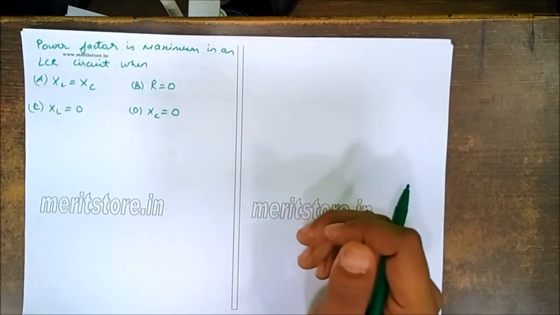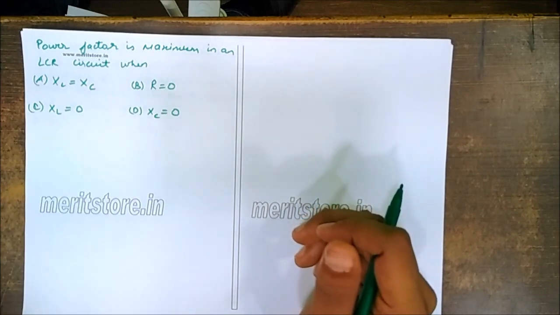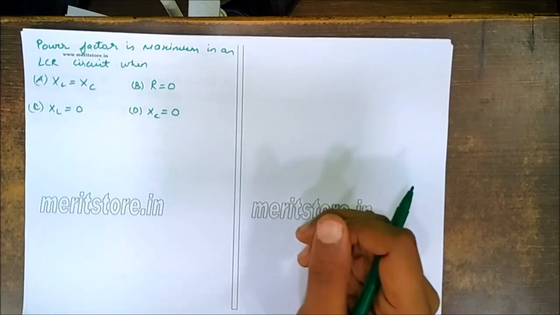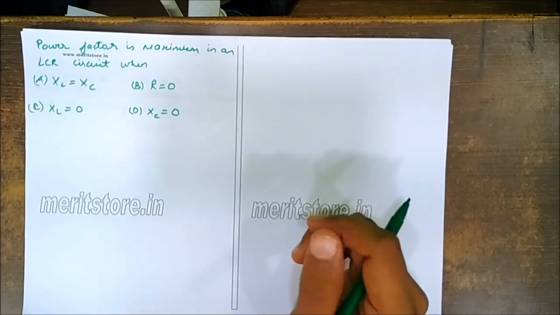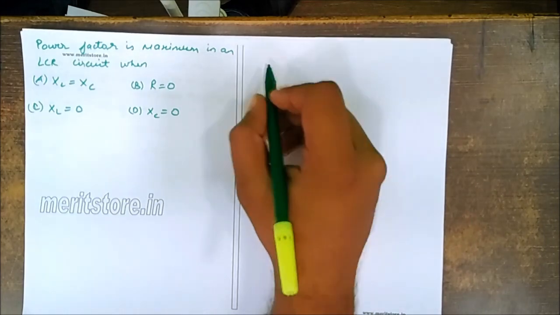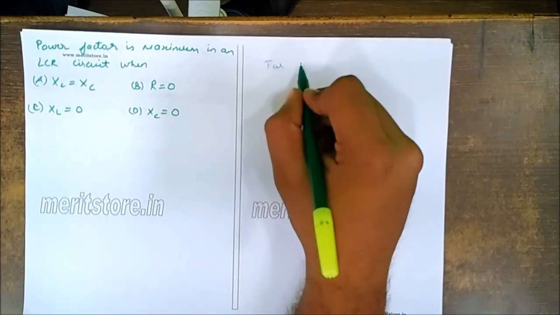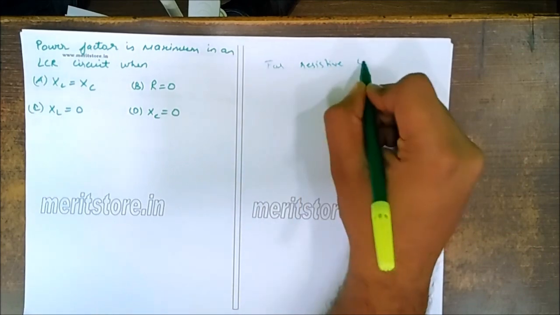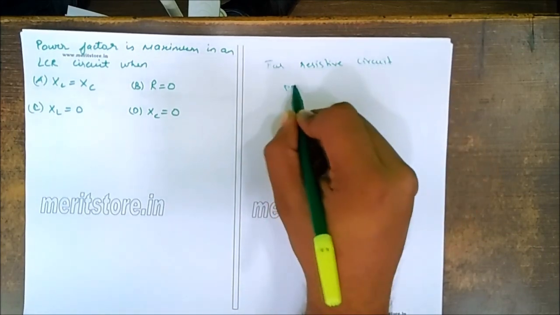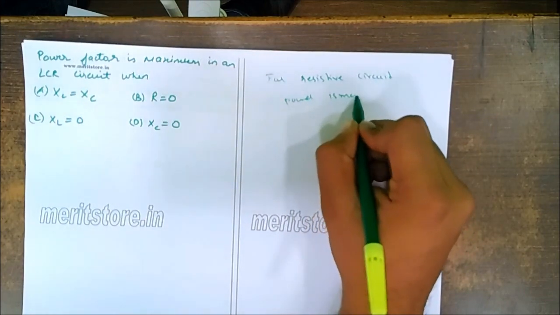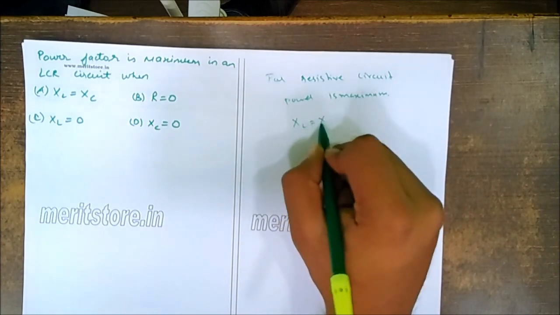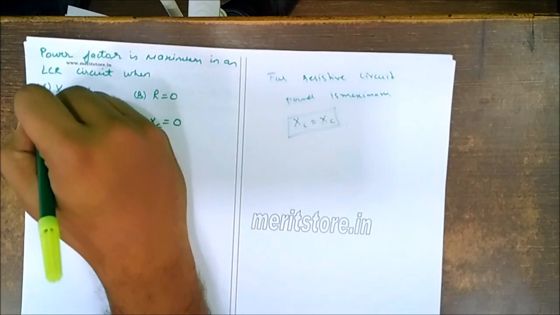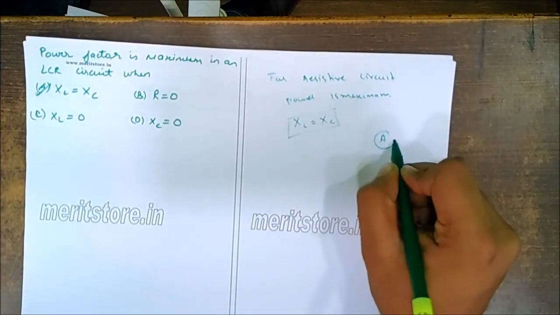Now the next question: power factor is maximum in an LCR circuit. Now in an LCR circuit, in the condition of resonance, that is XL equals to XC, the circuit behaves as a resistive circuit, and in a resistive circuit power factor is maximum. So for a resistive circuit, power factor is maximum, and I want it to become a resistive circuit, so I'll say XL is equal to XC. Option A.